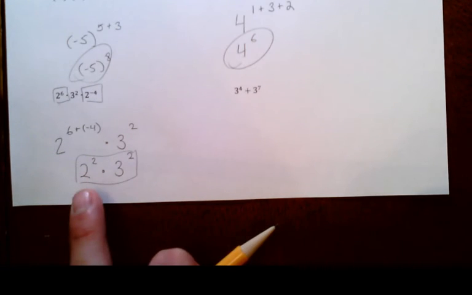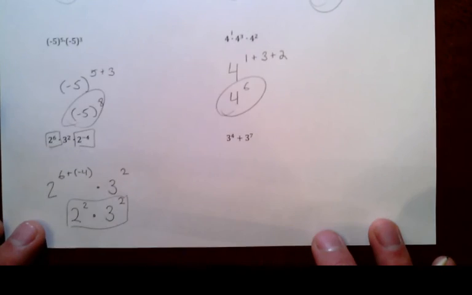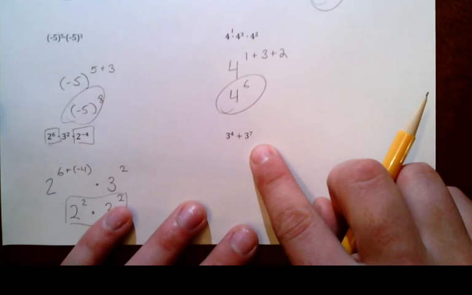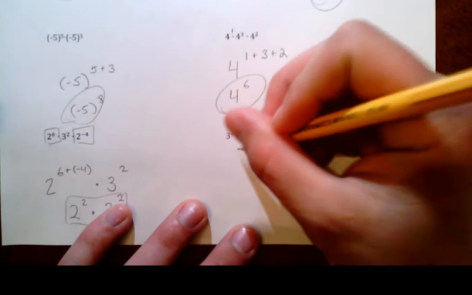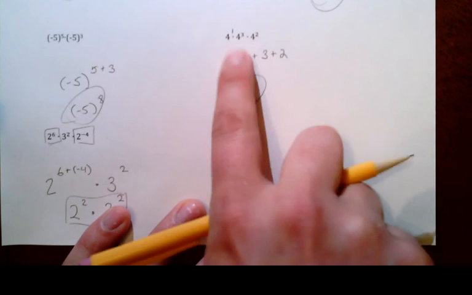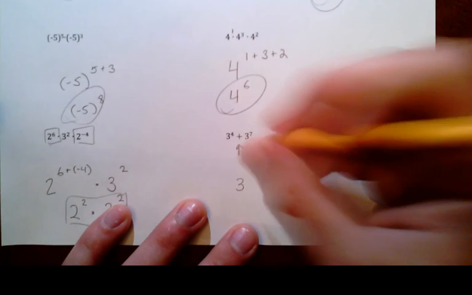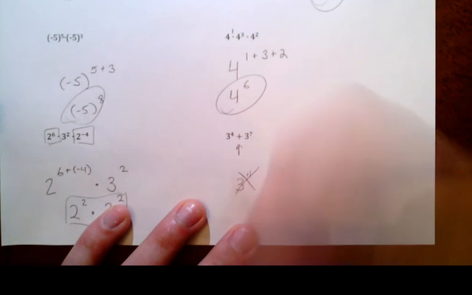I cannot make this 3 to the 4th or 2 to the 4th. I would stop there. The last thing I want you to pay attention to is this example off to the right. If you notice here, every other example had multiplication. Now we have addition, meaning I can't do anything with that. I can't turn this into 3 to the 11th.